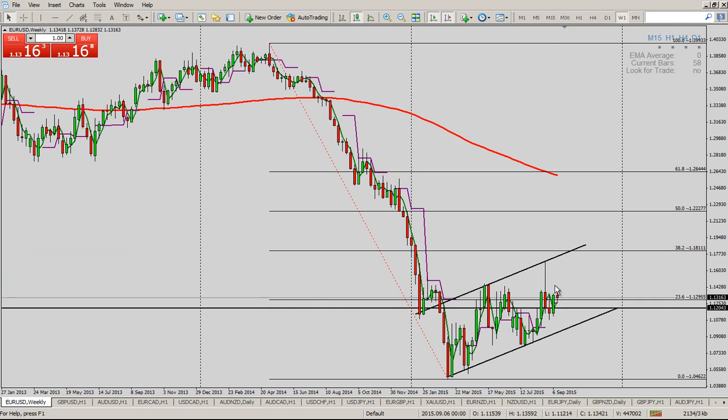Remember, this is a big reversal candle, and we've got some interesting levels coming up through this 113, 114 area.